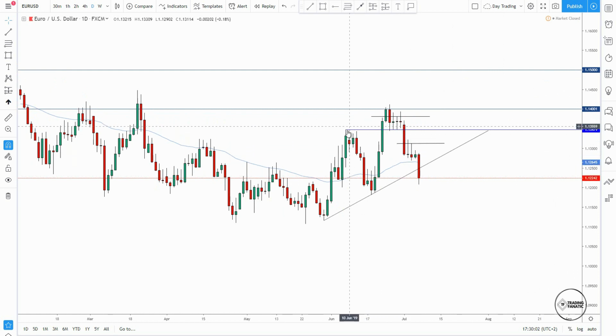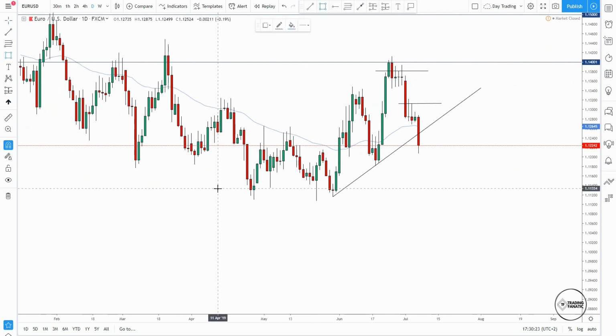So we had this resistance here, which was broken, retested, and we should have another push up if the pair was about to turn bullish. Instead, we just broke it back and we started trading down. So I'm gonna delete this.